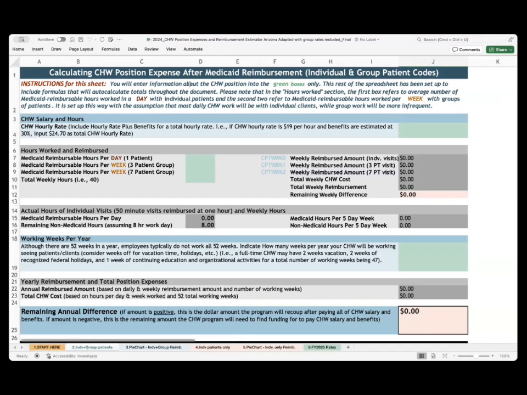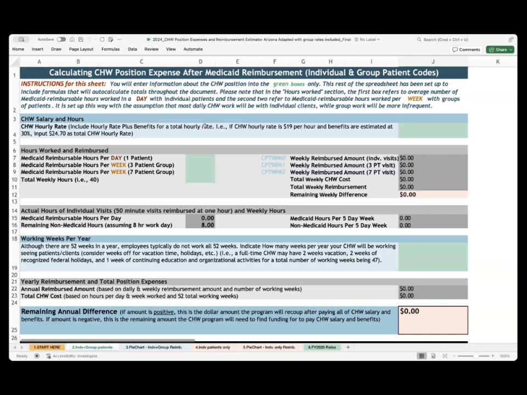We have the instructions at the top. The most important thing to note here is that you enter information about the CHW position into the light green boxes only. The rest of the spreadsheet, all the other boxes, have formulas in them that auto-calculate totals based on what you enter in the green boxes. So even though it looks like there's a lot on here, there's no need to actually enter anything in any of the gray boxes or the pink boxes, only green.